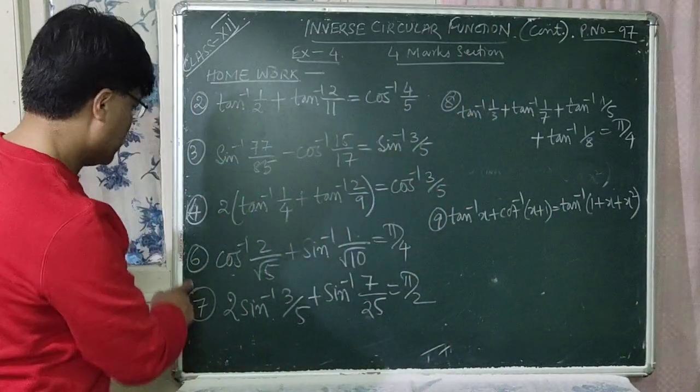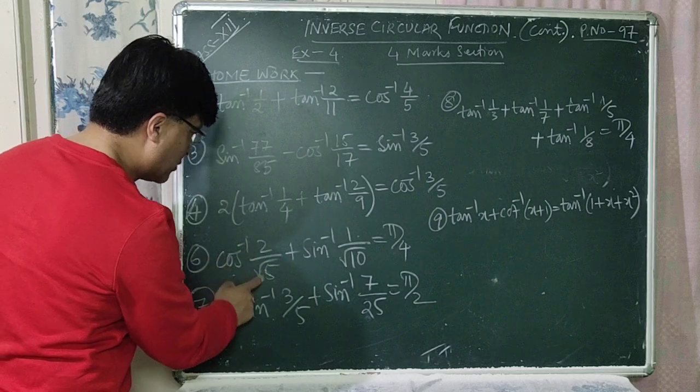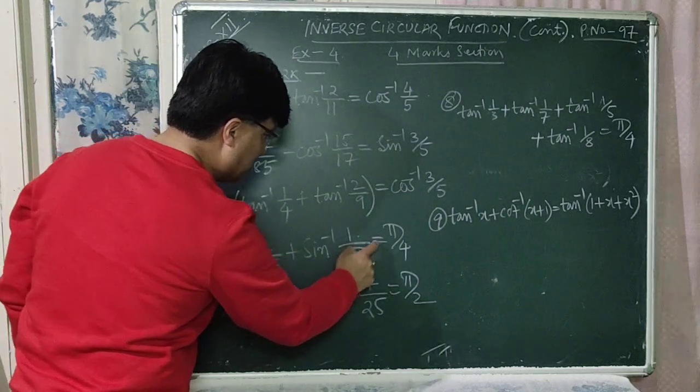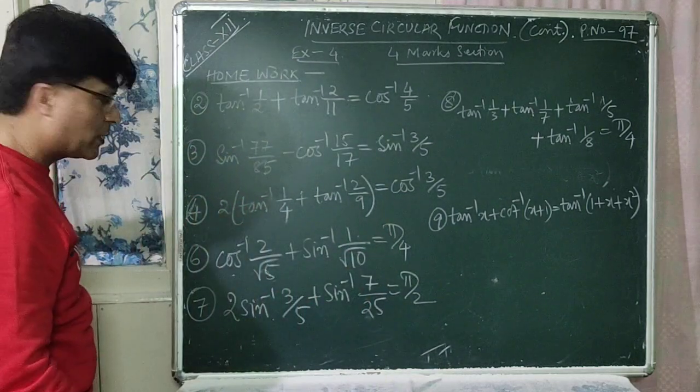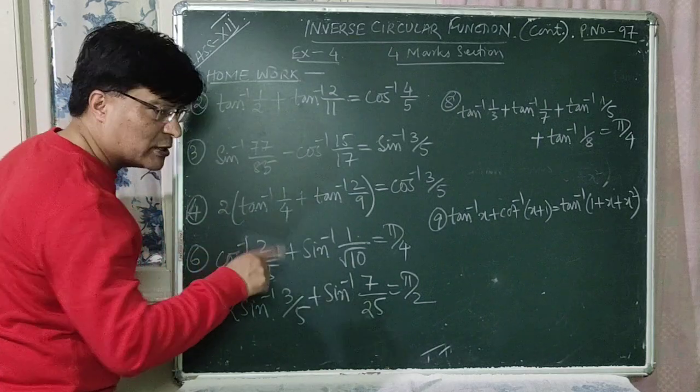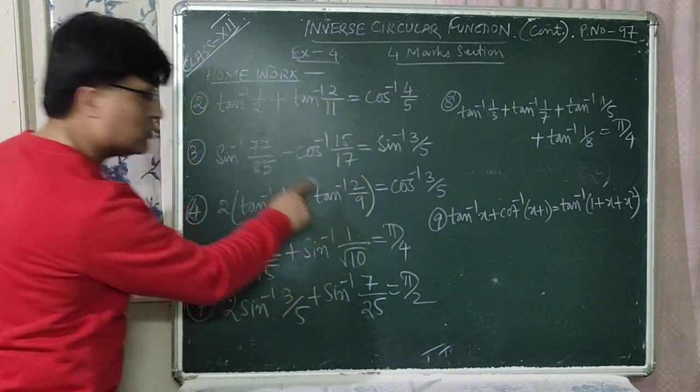Now next, number 6. Cos inverse 2 by root 5 plus sin inverse 1 by root 10 is equal to, you should prove pi by 4. So either you can convert cos inverse into sin inverse or sin inverse into cos inverse.